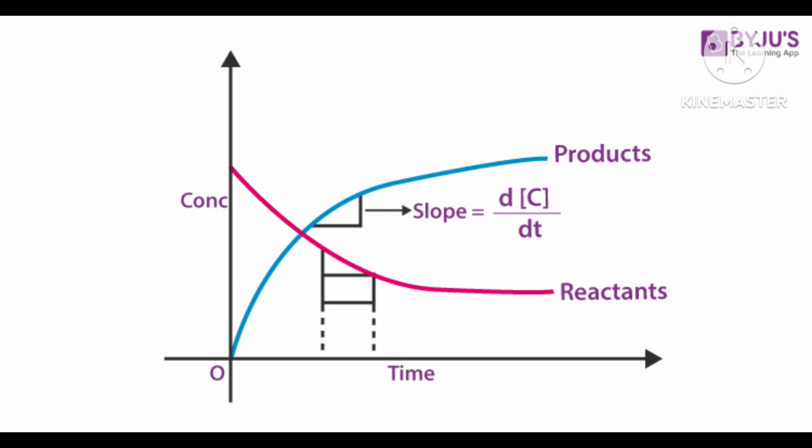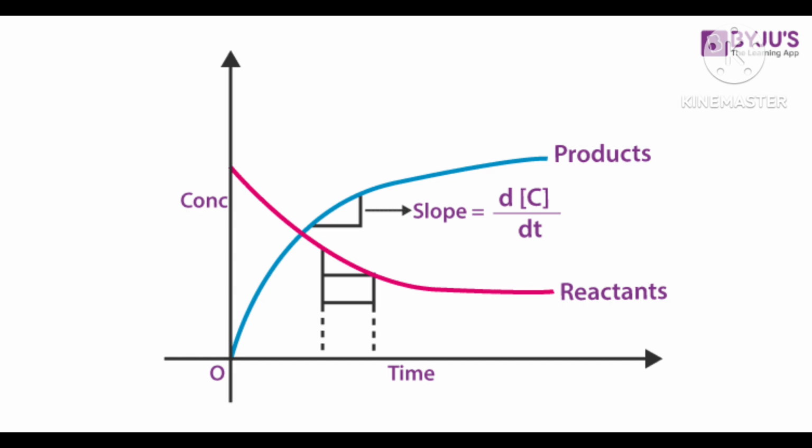Today I am going to start a new chapter, Chemical Kinetics. This is the fourth chapter. Last class I finished electrochemistry. Now I am going to start the fourth chapter, that is chemical kinetics.